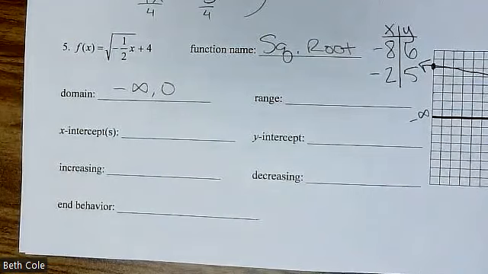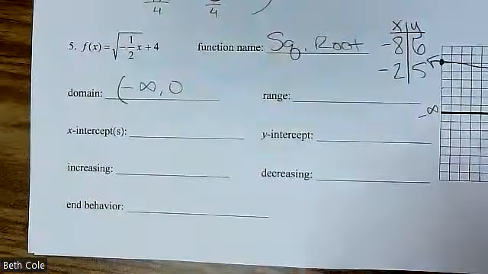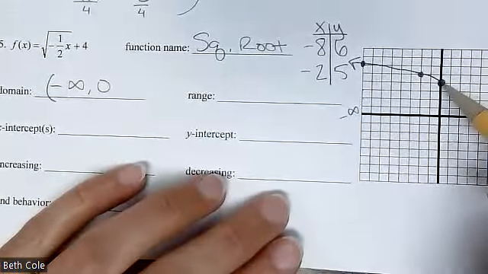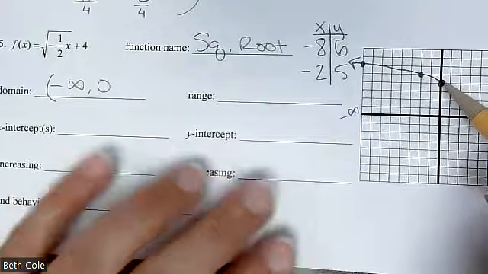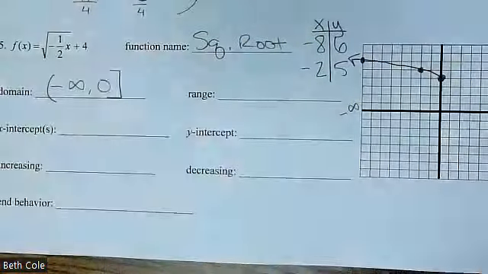And then you have to figure out brackets and parentheses. So what does negative infinity give? Yeah, that has to be parentheses. That can't be a bracket. How about 0? Bracket. It actually exists. It's there.